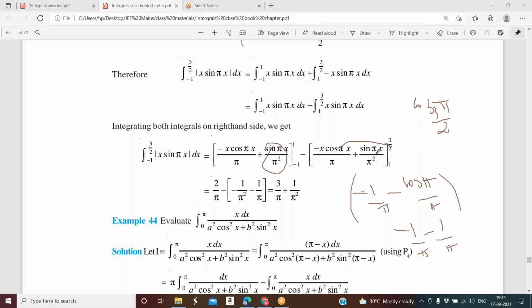Already we have minus outside. So plus 1 by pi square. This is 0. This is minus 1. Already we have minus. So plus 1 by pi square. Next in the lower limit, this will become 0. You will get plus here. Minus x. So minus 1 cos pi. Cos pi value is minus 1. So it becomes plus 1. If you simplify, then you will get 3 by pi plus 1 by pi square. That's the answer.